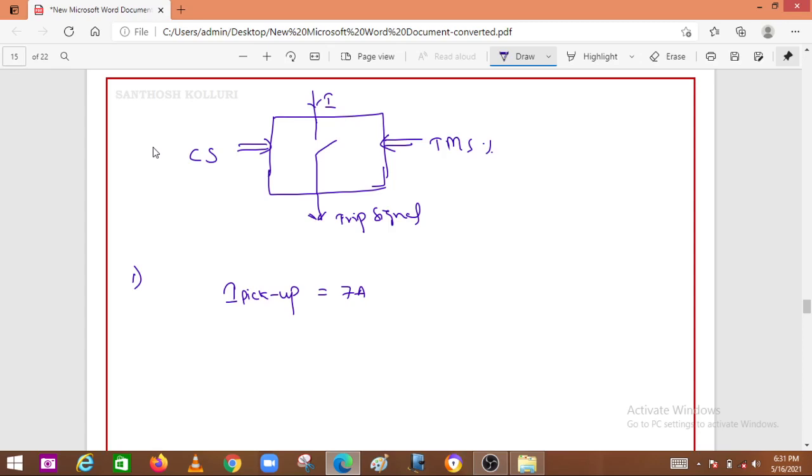For example, if 7.2 amperes is flowing through the circuit, that means it has exceeded the pickup value. Therefore the relay there will operate instantaneously. Therefore it is called an instantaneous overcurrent relay. The relay is operated because of the overcurrent, so the relay is called instantaneous overcurrent relay.